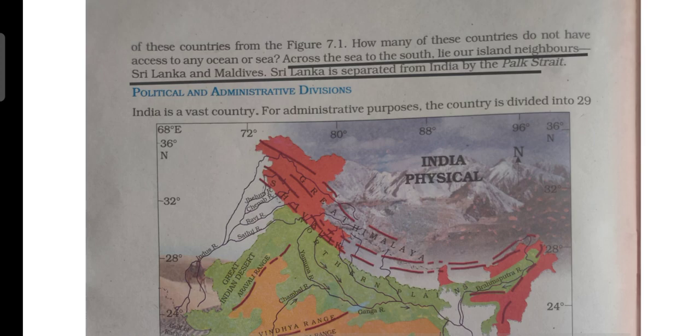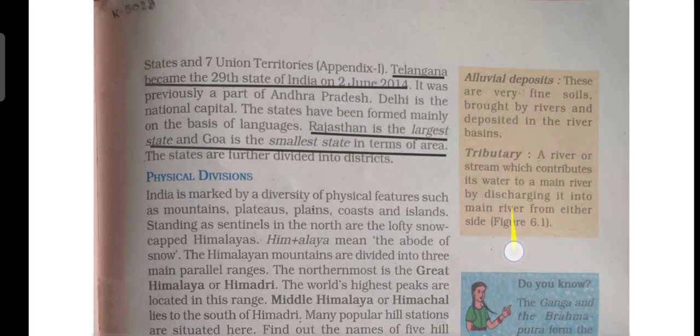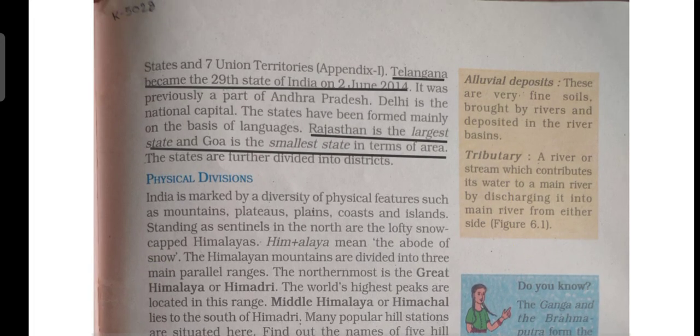Now next we will move to political and administrative divisions. India is a vast country. For administrative purposes, the country is divided into 29 states and 7 union territories. Telangana became the 29th state of India on 2nd June 2014. It was previously a part of Andhra Pradesh.